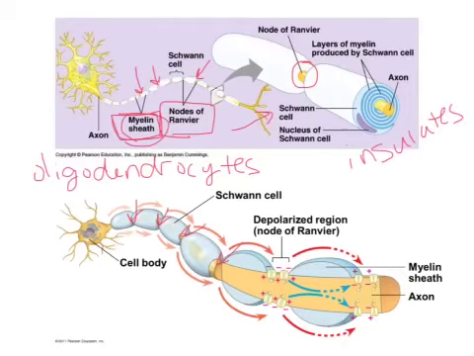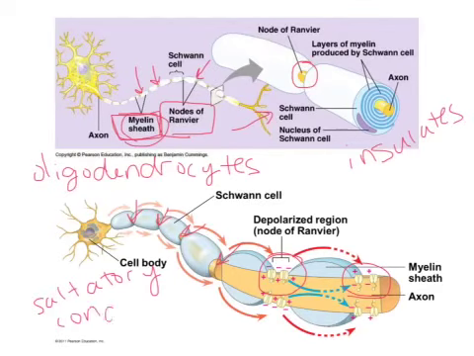You can see that happening here, where it depolarizes this node, gets to skip all the insulated part, and then depolarizes the next node of Ranvier. And that is what's called saltatory conduction. It comes from the Latin to leap.